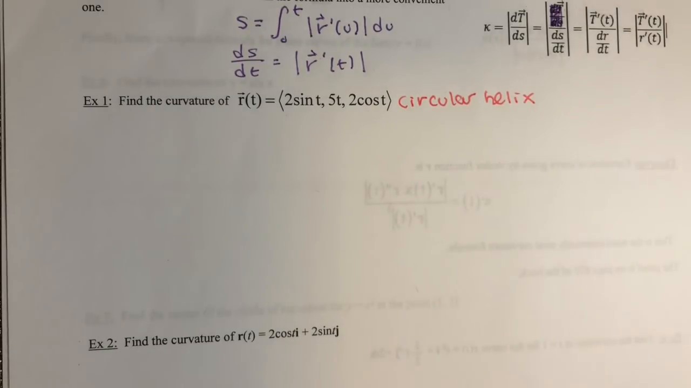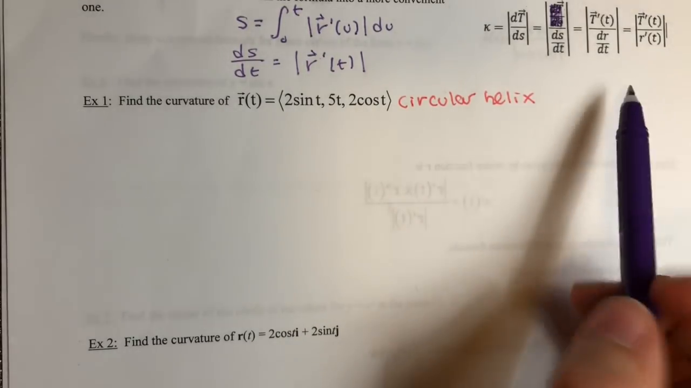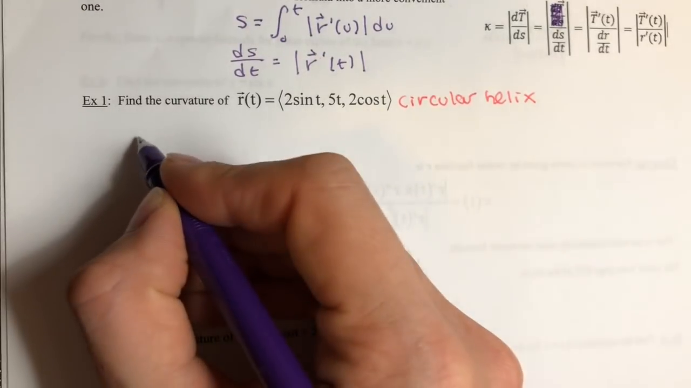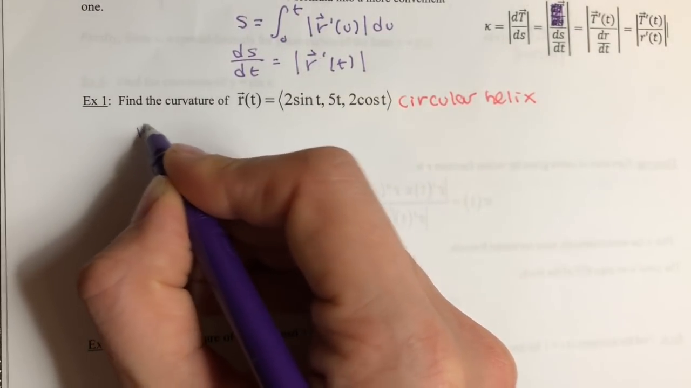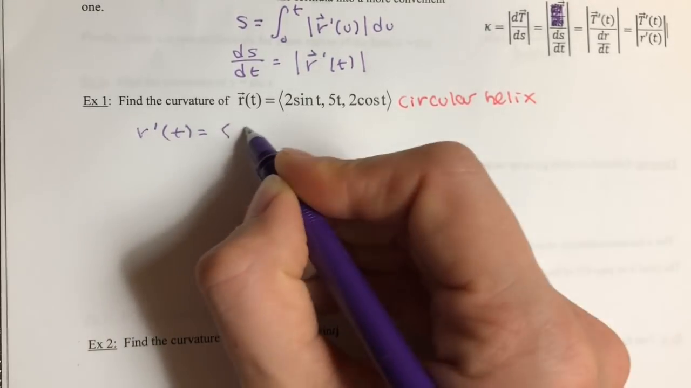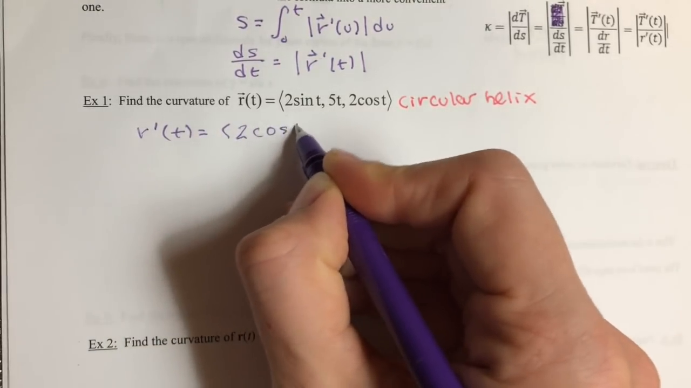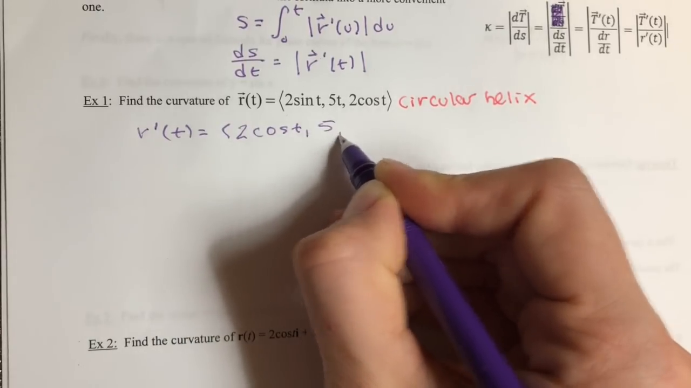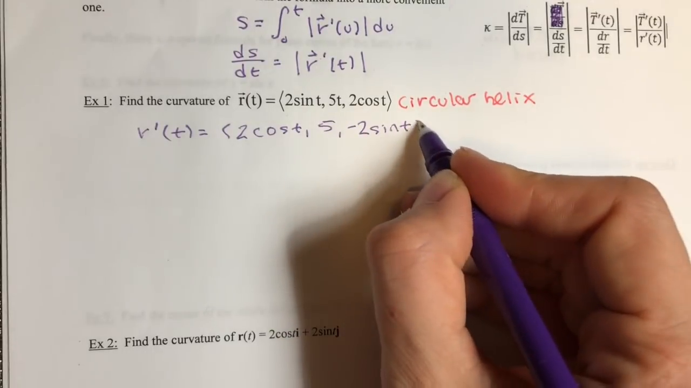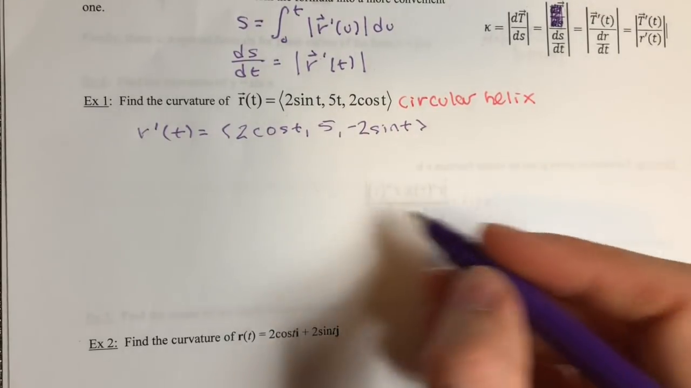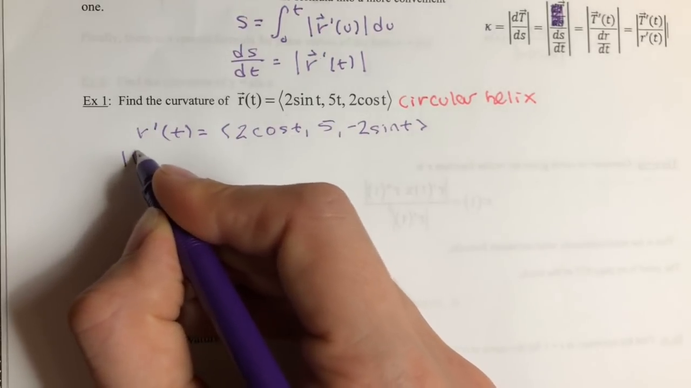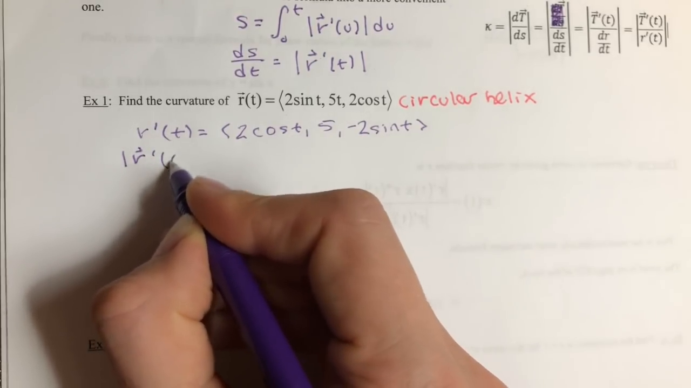All right. Then, if we're going to use this formula up here, we're going to need a number of things from here. So I'm going to find r prime of t first. That is going to be 2 cosine t, 5, and negative 2 sine t. Okay, then I'm going to need to find the magnitude of the derivative.